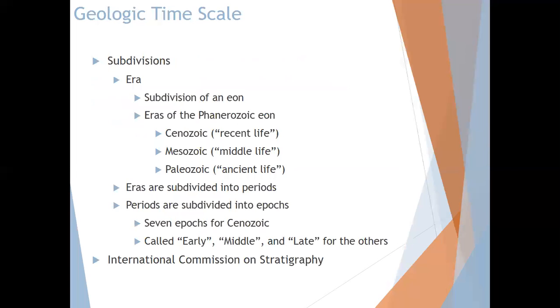We can then subdivide eons into eras. For the Phanerozoic, they are the Cenozoic, where we are right now, the Mesozoic, and the Paleozoic. Eras are later subdivided into periods. Periods are subdivided into epochs. The Cenozoic has 7 epochs, whereas the Mesozoic and Paleozoic have early, middle, and late. The people in charge of this geologic timescale are the International Commission on Stratigraphy. They figure out what names and dates are official for this timescale. It has changed a little bit, particularly as we uncover more information about fossil assemblages and actual numeric dates for things.